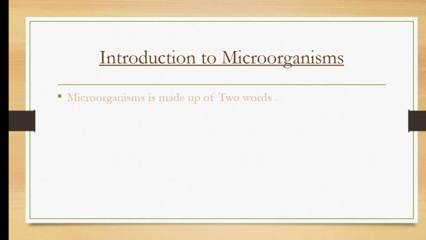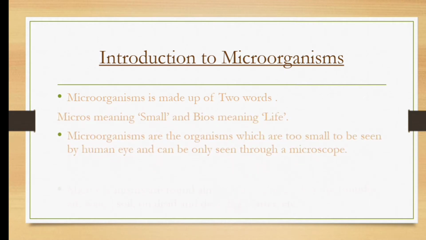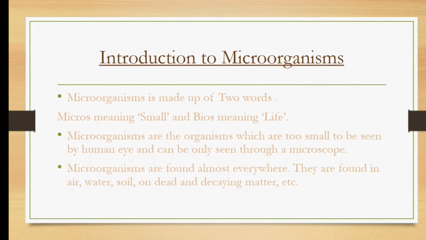Let's go to next. Our first topic is introduction to microorganisms. What are microorganisms? Microorganisms are very small. They can't be seen by the naked eye and can be only seen under a microscope. The word microorganism is made up of two words: micros meaning small and bios meaning life. Microorganisms are organisms which are too small to be seen by the human eye and can be only seen through a microscope. Microorganisms are found almost everywhere. They are found in air, water, soil, on dead and decaying matter, etc.